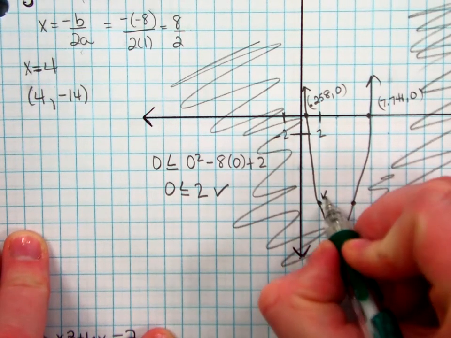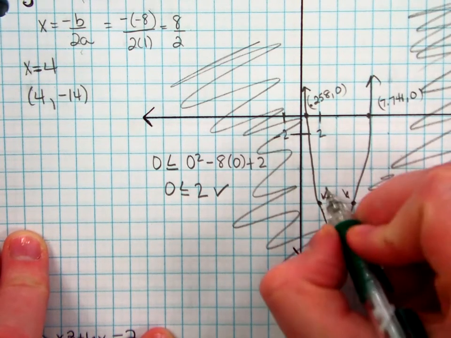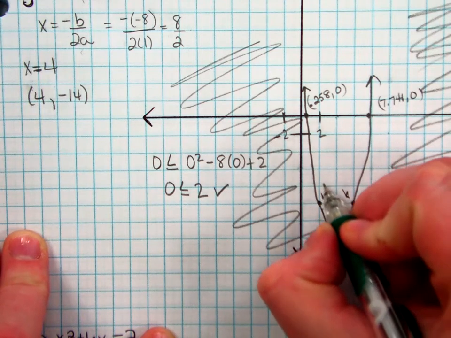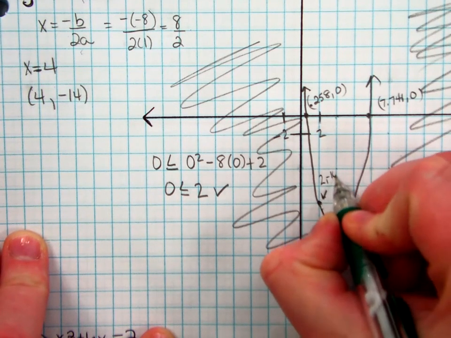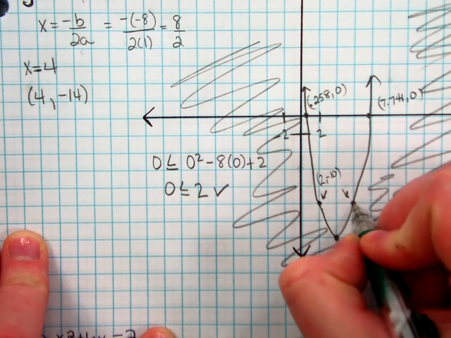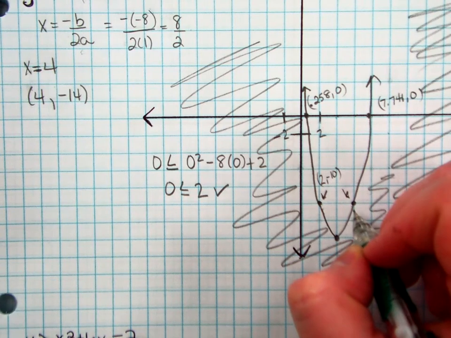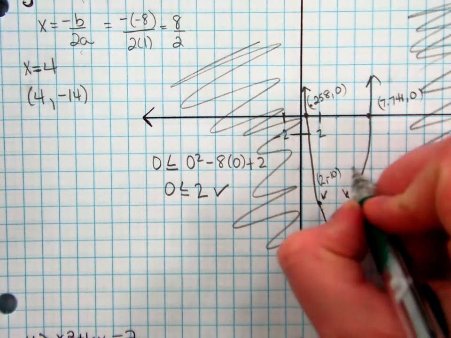Now, these points here should be labeled. So I had 2, negative 10, and this one would be 6, negative 10.